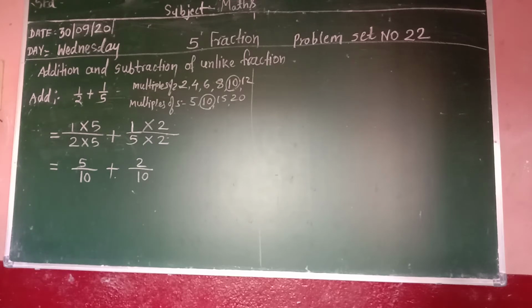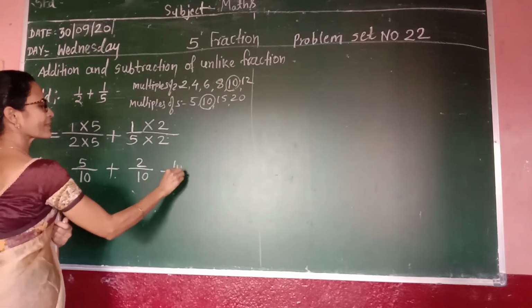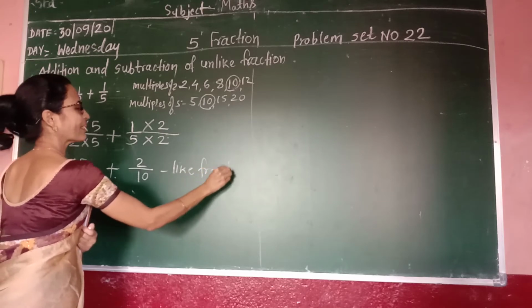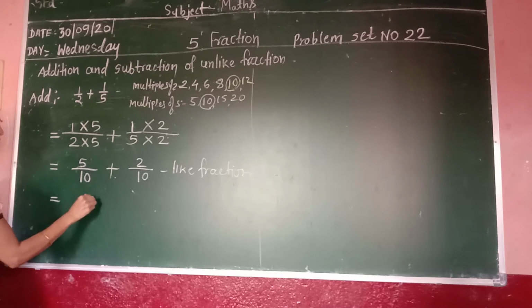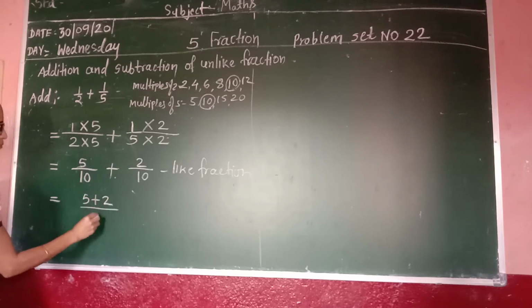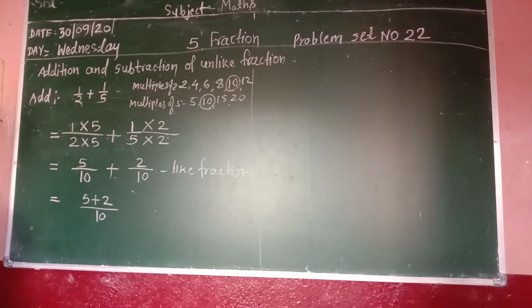Look here. Now this is a like fraction. Why is it a like fraction? Because its denominators are equal. Then it's very easy to add. When it is a like fraction, we add only the numerators. That means 5 plus 2, and write the denominator as it is. 5 plus 2 is 7, so 7 upon 10. Understand? Like this, you complete the addition of unlike fractions.